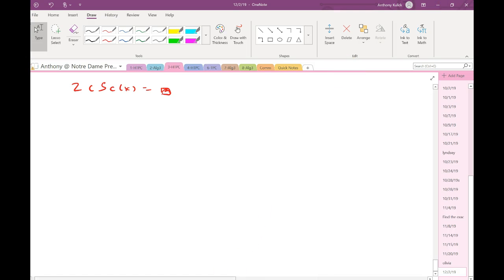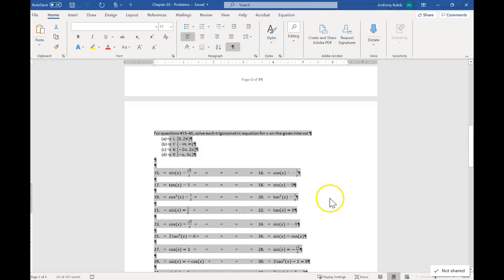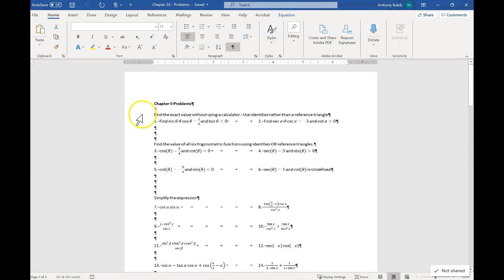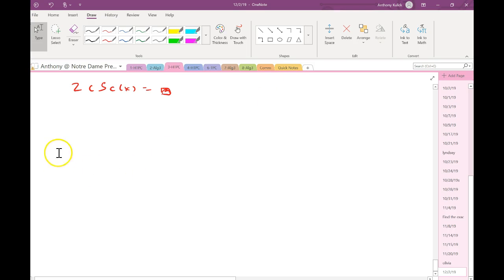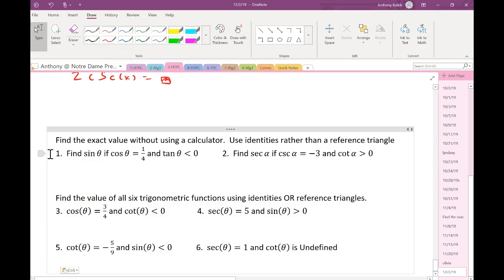Yes. I'm just waiting for this to paste. It just takes a minute. I don't know why it takes so long. There it goes.